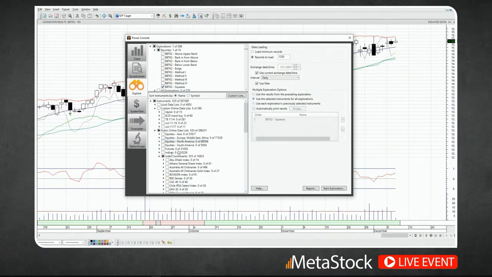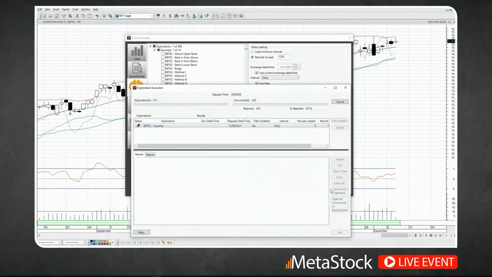Let me just select the squeeze. I'm going to come down here, and I've got the index constituents selected. Here's the Dow Industrial. And here is the S&P 500. I'm going to go ahead and start that exploration. It's going to go ahead and run.